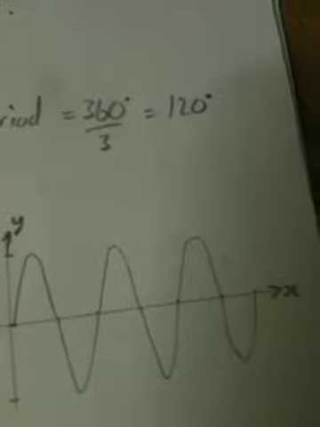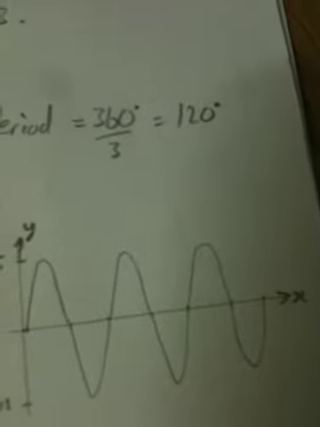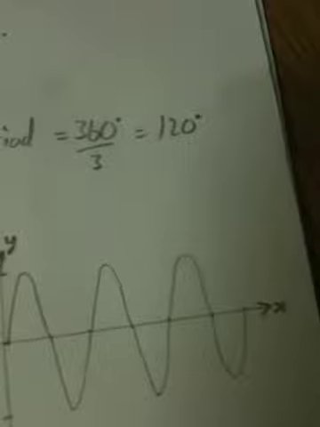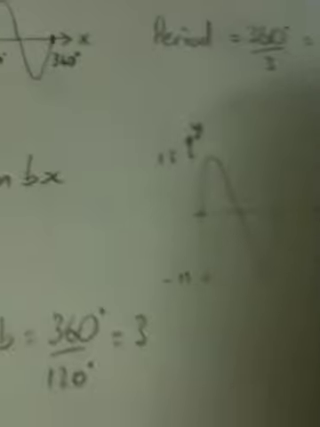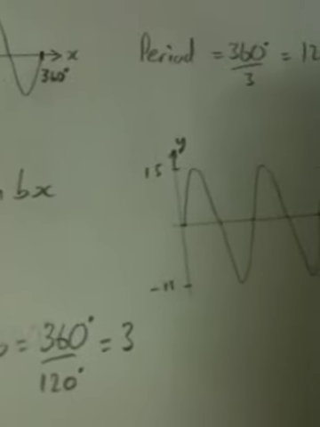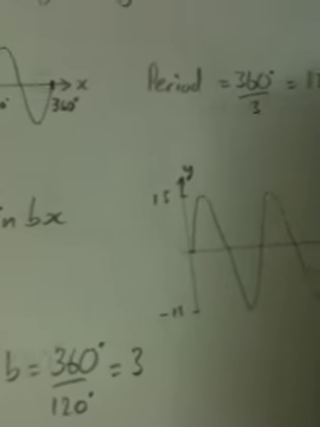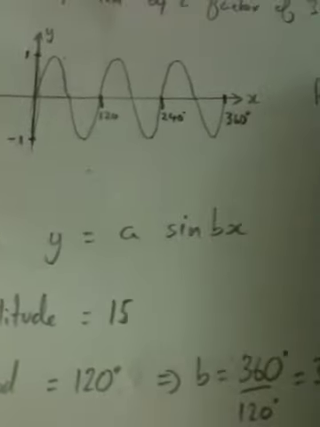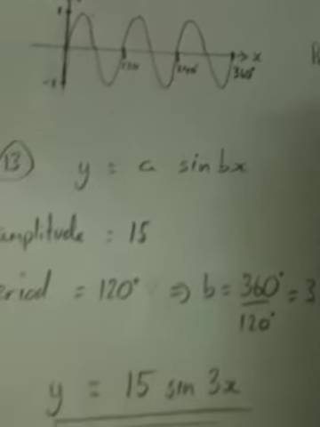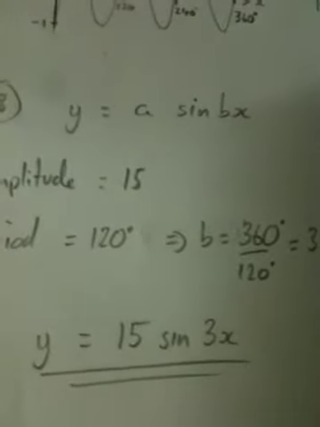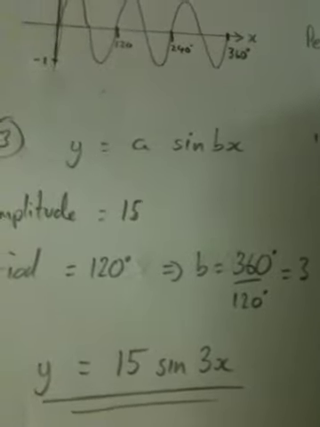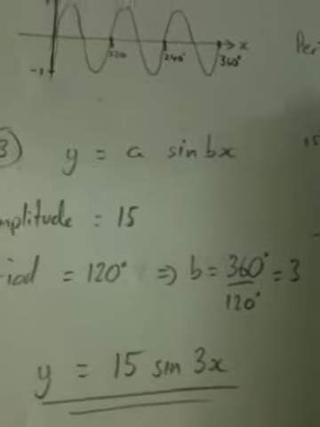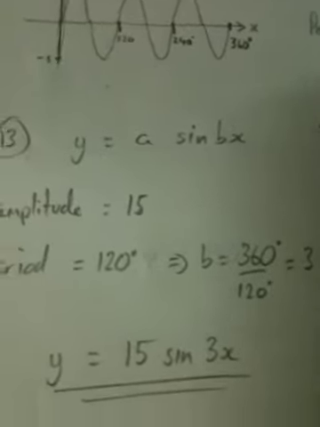We should have a 360 there at the end, but I've forgotten to write it down, my apologies. We have 3 complete waves. So if we do 360 divided by 120 degrees, we get the 3. So the period is 120, the graph repeats every 120 degrees. So y will be 15 sin 3x. So a again is the amplitude, and b is how many complete waves we have in 360 degrees, and we calculate that by doing 360 divided by the period.